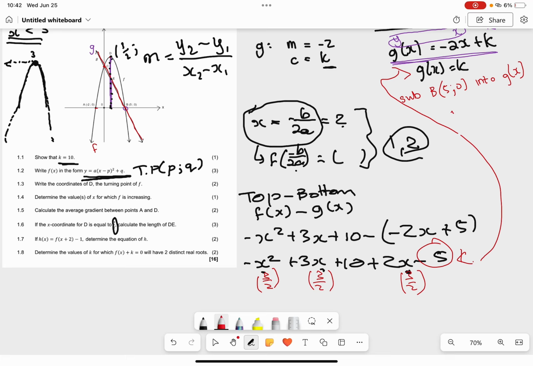Then if h of x is f of x plus 2 minus 1, what are they saying here when they say f of x plus 2? f of x was negative x squared plus 3x plus 10. So f of x plus 2 means wherever you see an x, you replace it with x plus 2. So it's going to be negative x plus 2 squared plus 3 times x plus 2 plus 10. And then at the end, you're going to do what? Minus 1. Just simplify this.